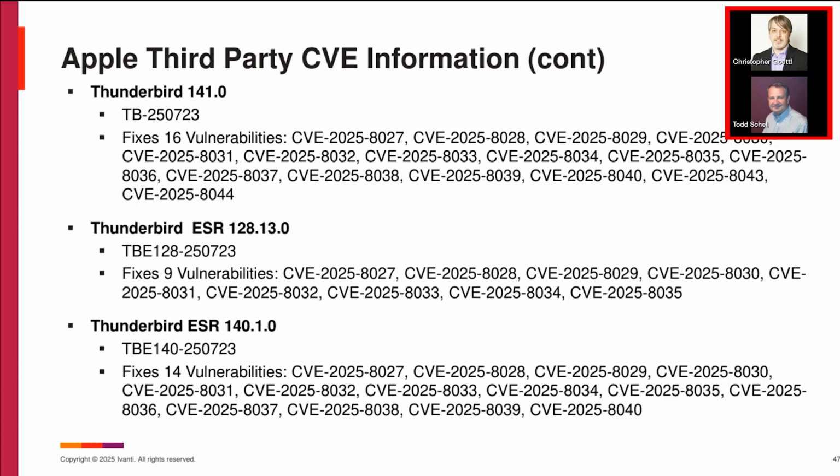Thunderbird updates, I think this is my last slide. 16 vulnerabilities, the ESR version down there, 14 vulnerabilities. Again, a large number of CVEs addressed in each one of these. You want to make sure that you keep up both the browser side as well as the email side for support.